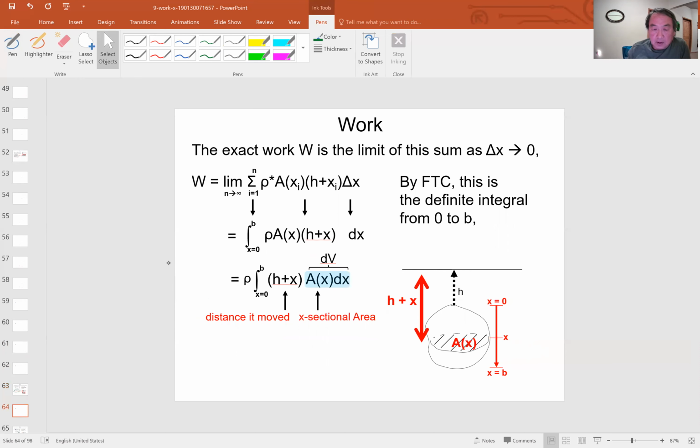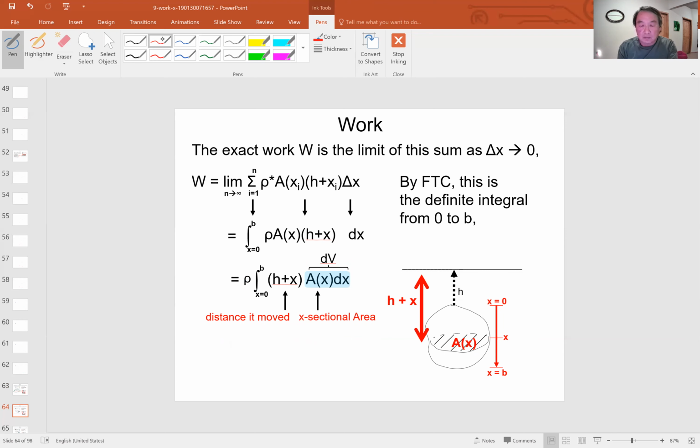Notice this part is basically the volume of the slab, and this part really goes with the rho. Rho times dV is how much you weigh. So basically, it's the distance times how much you weigh, adding that together. So this is the total. This is the weight, and this is the work. Oh, I should have used the same W.